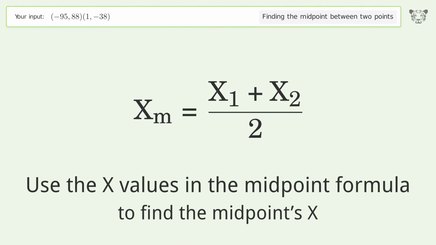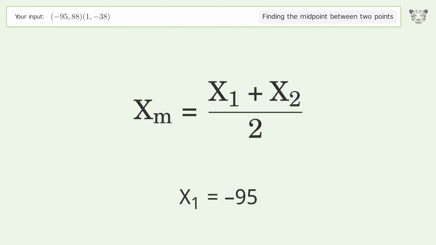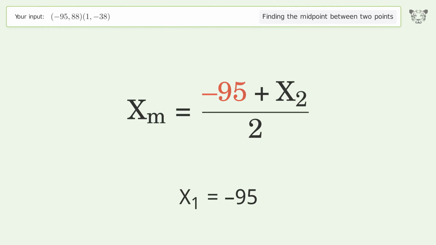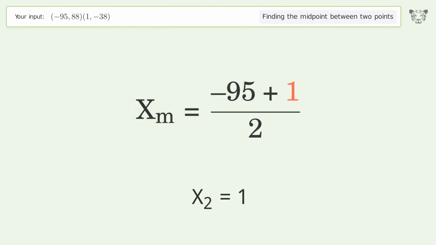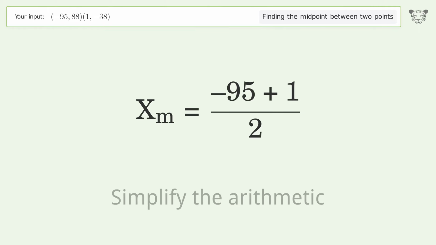Use the x values in the midpoint formula to find the midpoint's x. x1 equals negative 95. x2 equals 1. Simplify the arithmetic.